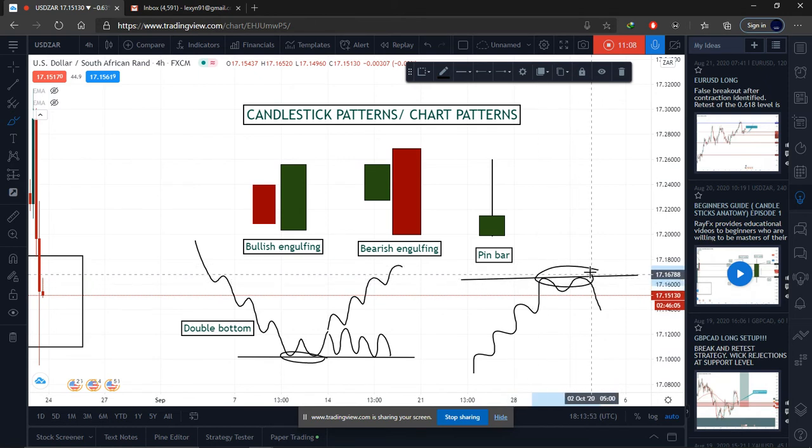So this is what a double top looks like, and whenever you see a double top at a resistance area, you would want to sell the market to the downside. Okay, you want to sell the market to the downside.